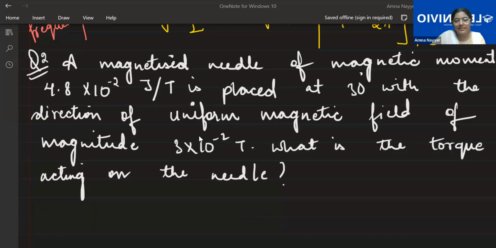Okay. Let's discuss this. Now stop writing with me. This says that a magnetized needle of magnetic moment 4.8 into 10 to the power minus 2 joules per Tesla is placed at 30 degrees.